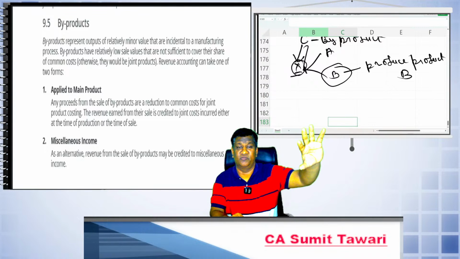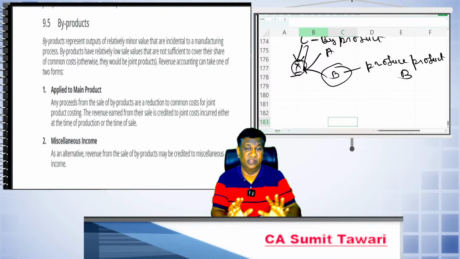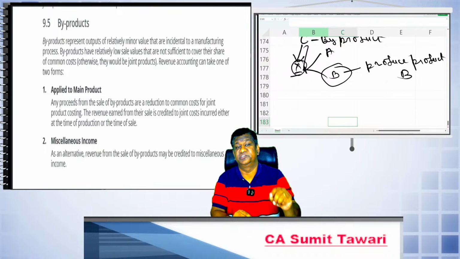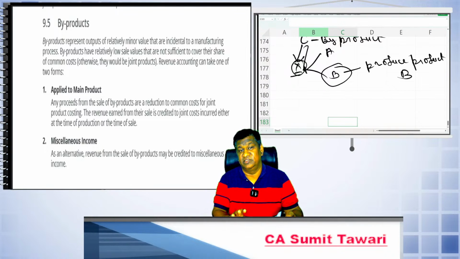Whenever you do not market, whatever the scrap may be, you are not going to advertise that my scrap has that quality and will give that benefit. When you do not market a particular product, that means you do not have an intention to produce and sell. If you don't have any intention to produce or sell, then it is a byproduct.